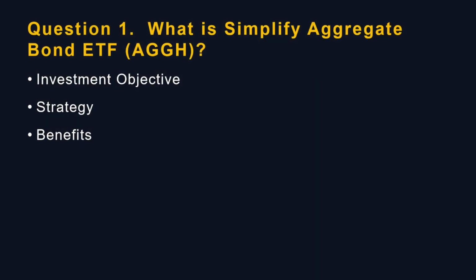Question 1. What is Simplify Aggregate Bond ETF, AGGH? The Simplify Aggregate Bond ETF, AGGH, is an actively managed exchange-traded fund, ETF, designed to provide core investment-grade bond exposure with the potential for enhanced returns. Here's a breakdown of its key features. Investment objective: maximizing total return.